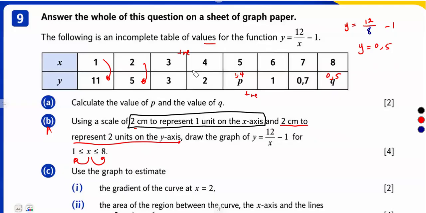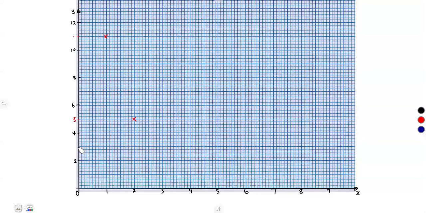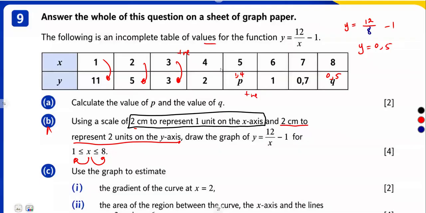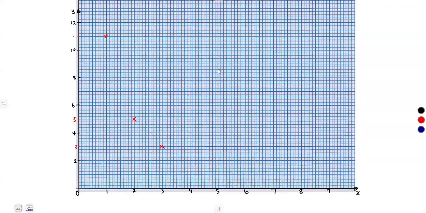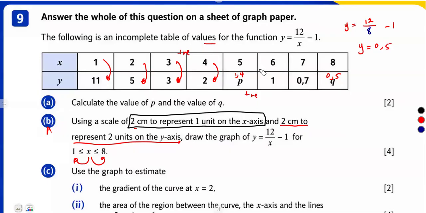And 3 versus 3. 3 is here in between. This is our 3. So that's 3 versus 3. We mark our point. And another one, 4 versus 2. So that's 4 and 2, where y is 2. Then 5 and 1 comma 4.